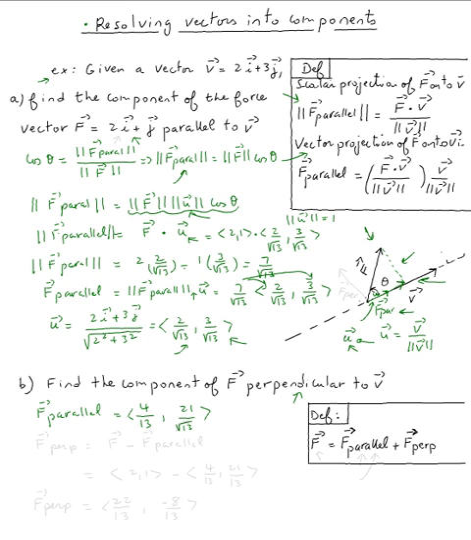Now for question B, we're supposed to find the component of F perpendicular to v. In other words, this one. This is what we mean by F perpendicular, right? And the definition is right here. F will be F parallel plus F perpendicular. The sum of the two vectors will give you the resultant vector. So that's easy. This means that F perpendicular will be equal to F minus F parallel.